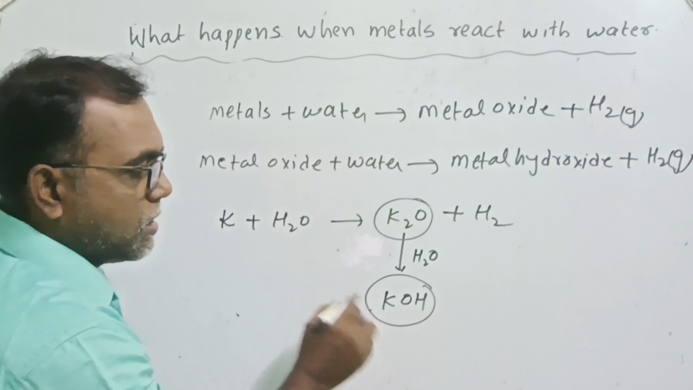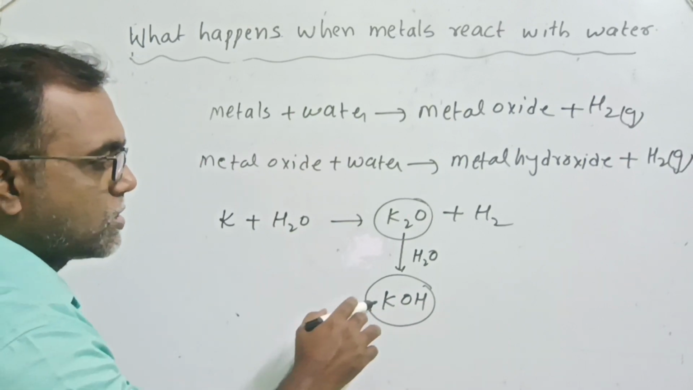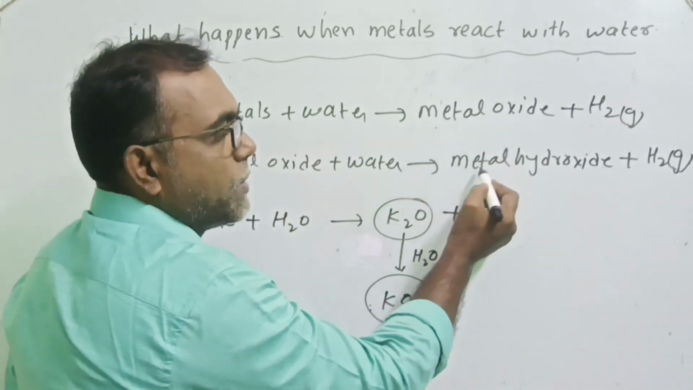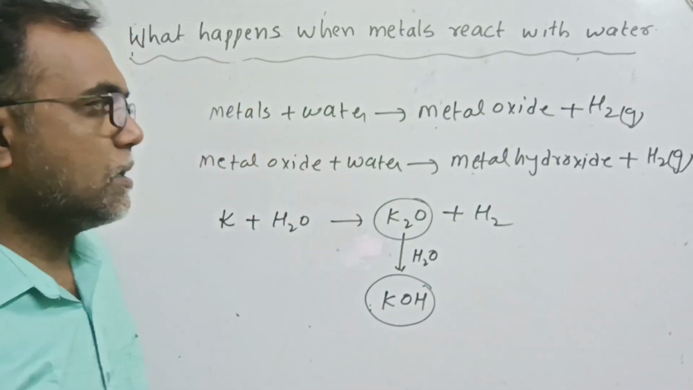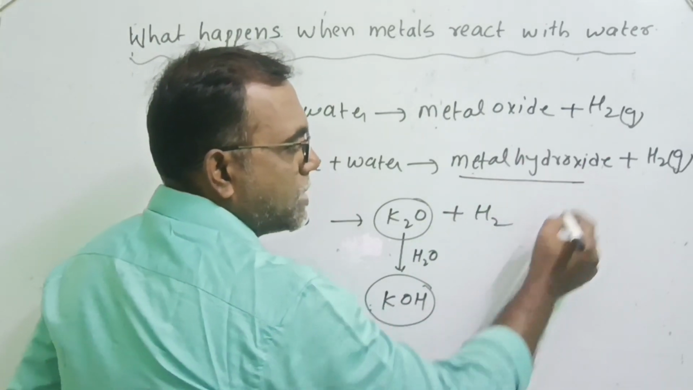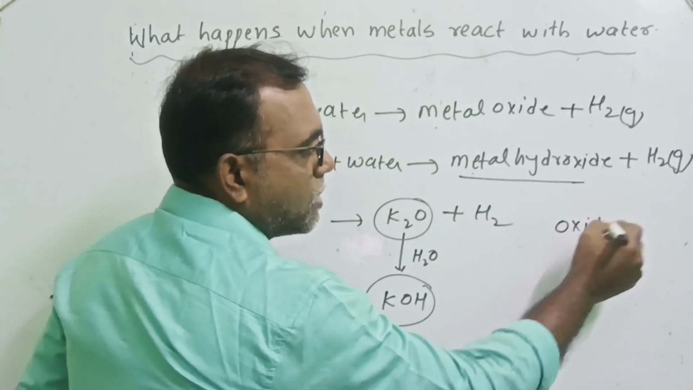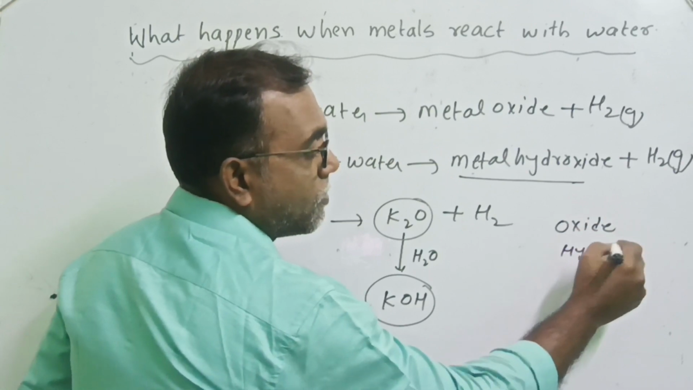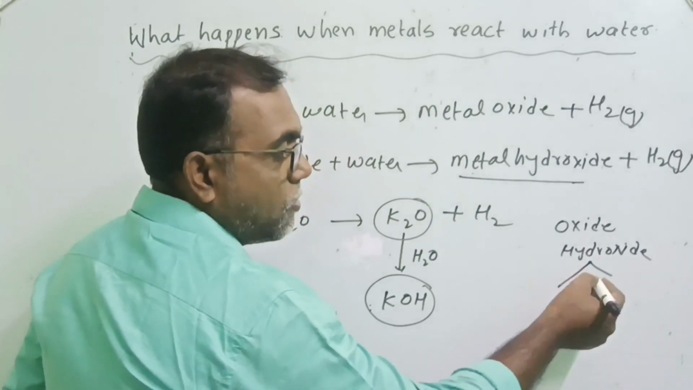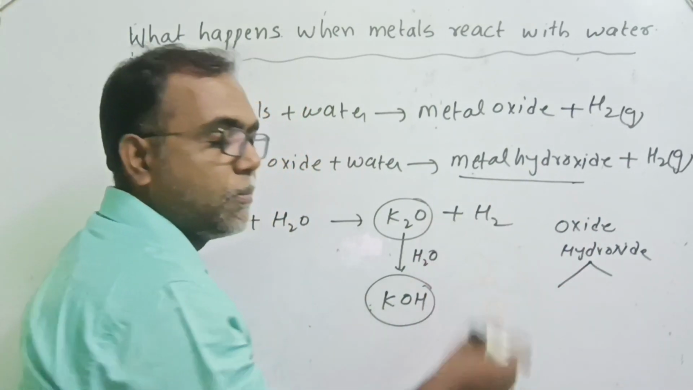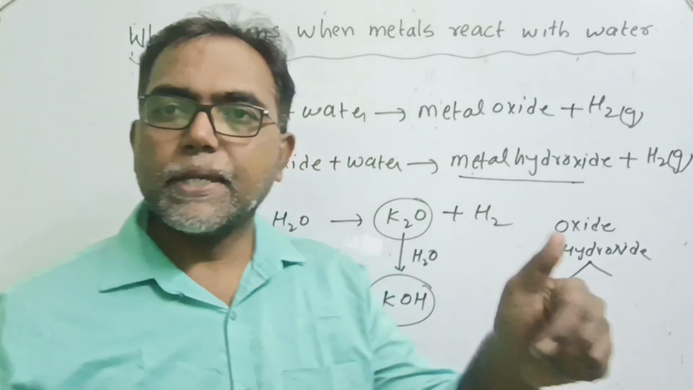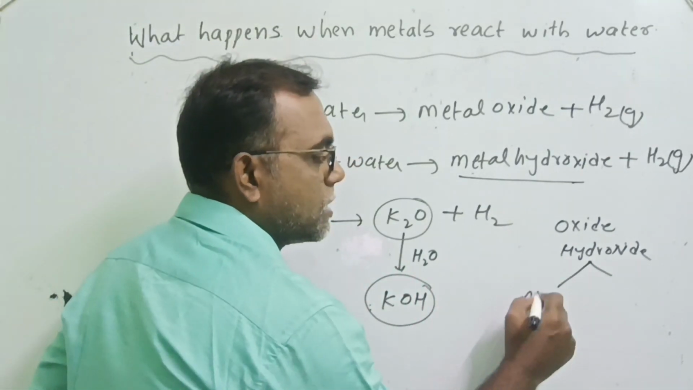And these hydroxides are basic in nature. Even metal oxides are also basic in nature. Metal hydroxides are also basic in nature. When you talk about the nature of these metal oxides and metal hydroxides, when oxides and hydroxides dissolve in water, the metal oxides or metal hydroxides which dissolve in water are called alkali.